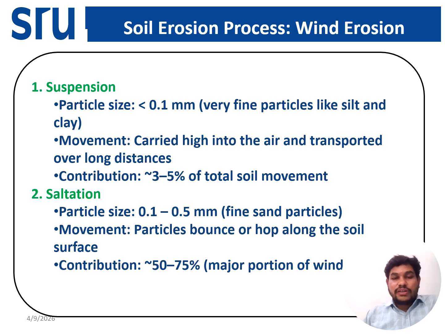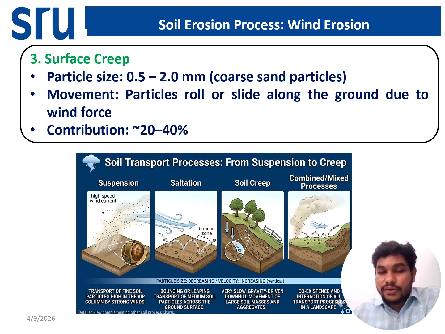In saltation, the soil particles are 0.1 to 0.5 mm in size, where a particle will bounce on another particle, and that particle will get the kinetic energy and move further. The saltation contribution in wind erosion is nearly 50 to 75%. It is the highest contribution, so the saltation process causes the most wind erosion.